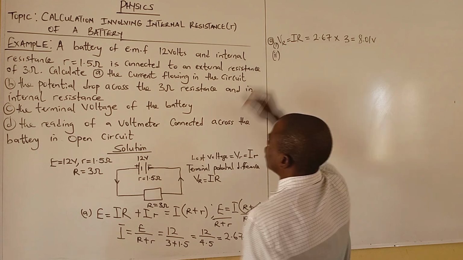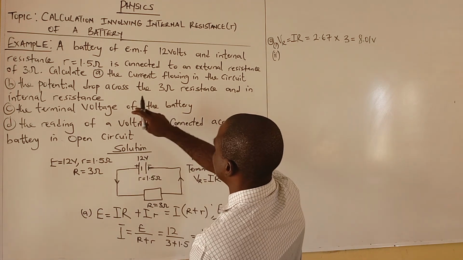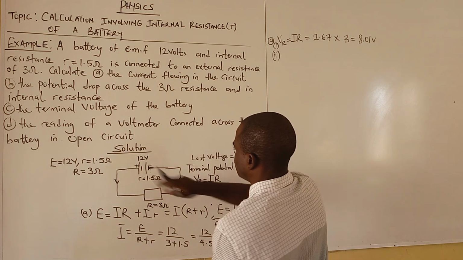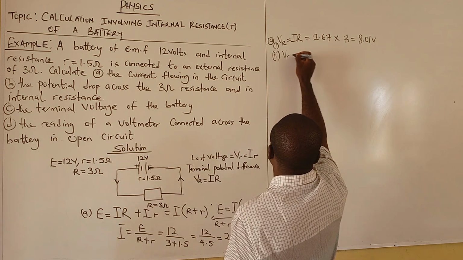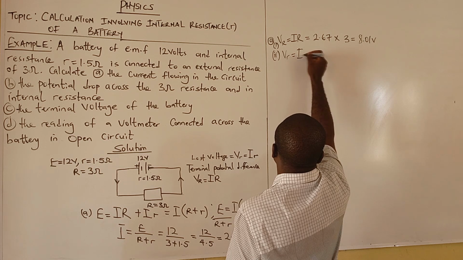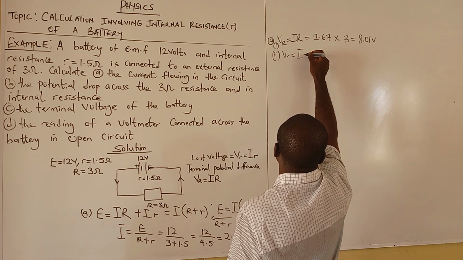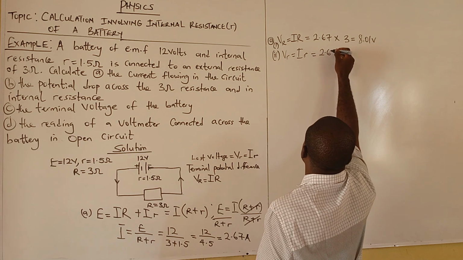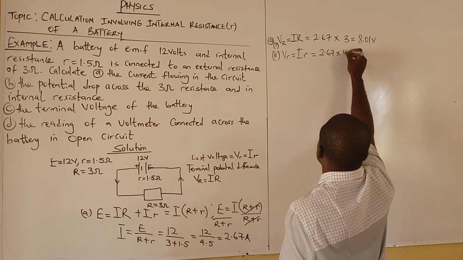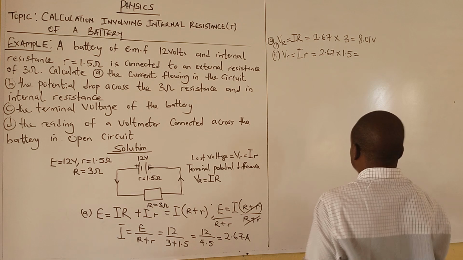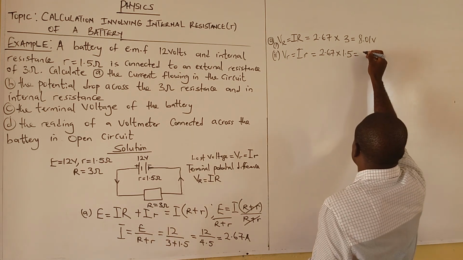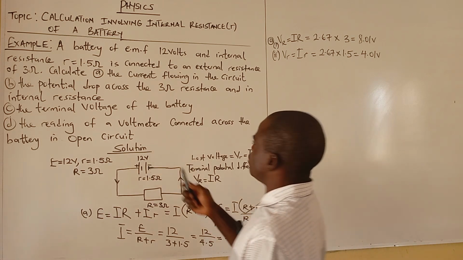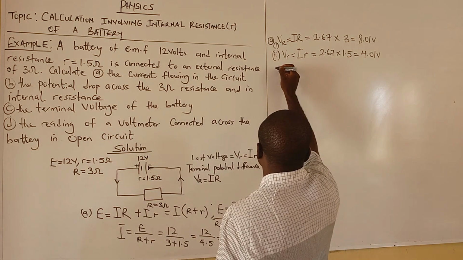The next one, we have to look for the potential drop in the internal resistance, which is in the battery. We have V subscript small r equals the current in the circuit multiplied by the internal resistance of the battery, which is 2.67 multiplied by 1.5. When you press your calculator, you have 4.01 volts.